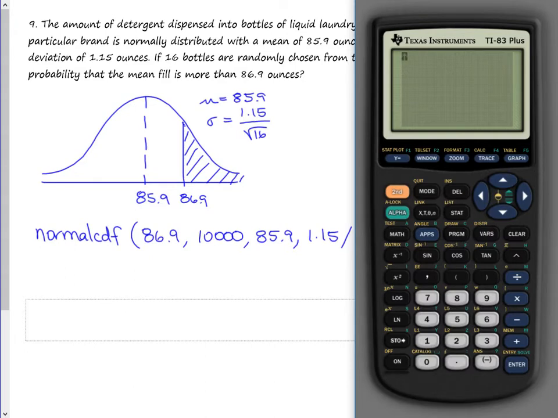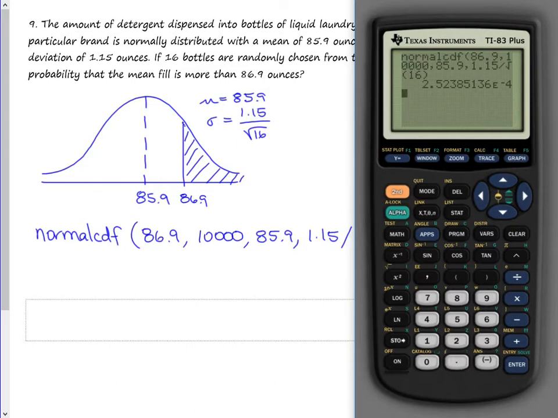So second distribution, normal CDF, 86.9, comma, 10,000, comma, 85.9, and then 1.15 divided by the square root of 16. So I get 2.5238 and some more digits, then E minus 4.